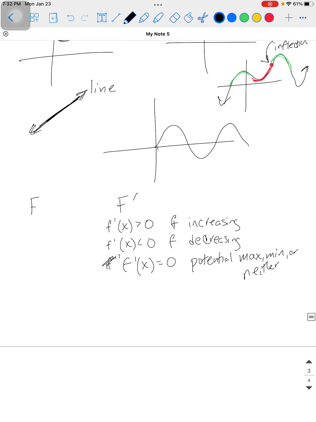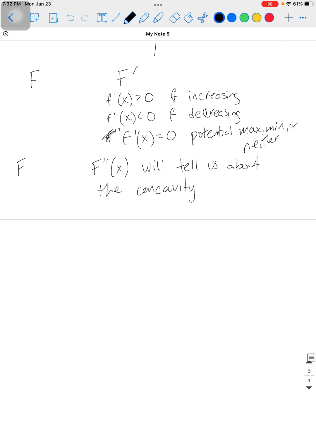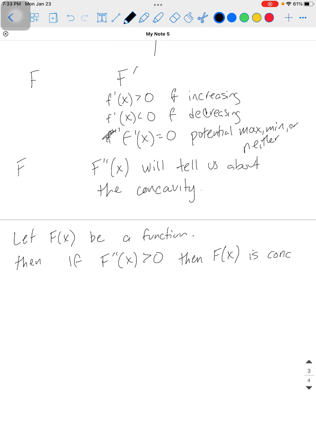So similarly, f double prime, so if f is the same function we're talking about, any function, f double prime of x will tell us about the concavity. So how does it do it? Here we go. Let f of x be a function, then if f double prime of x is positive, then f is concave up.